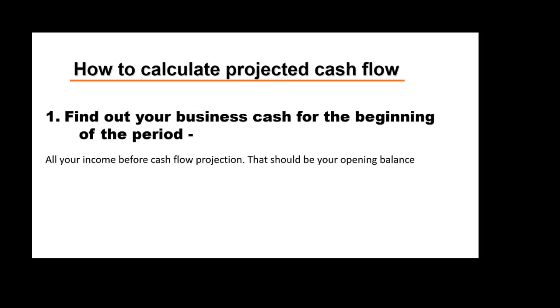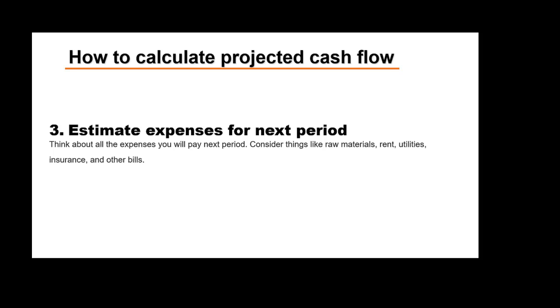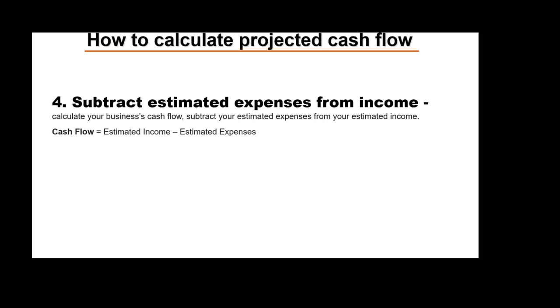Then secondly, you need to estimate incoming cash for the next period. All of my sales within the period, what is their total value, the loans that I need and other services that I render to people. You need to estimate them over a period of time, probably 6 months or 1 year, preferably 1 year. And third, estimate expenses for the next period: all the raw materials, all the utilities, all the rents, insurances, and all other things. Purchase of raw materials, inventory. You need to estimate their expenses for a particular period.